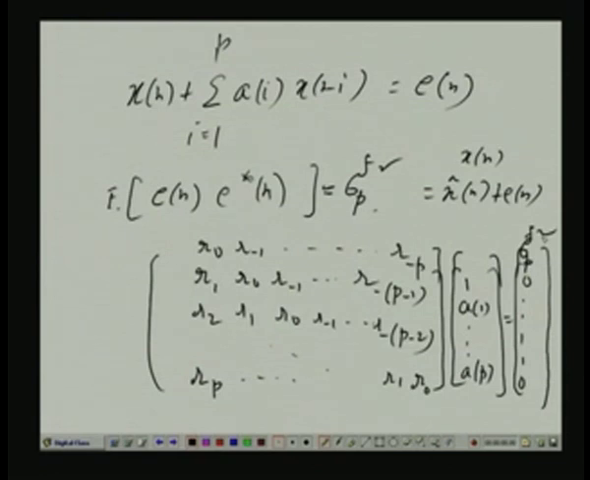So, how to solve the equation? First, forget about the first row, just take the second row to the pth row, to the last row, solve them, get A1 to AP. Now put them back in this vector.